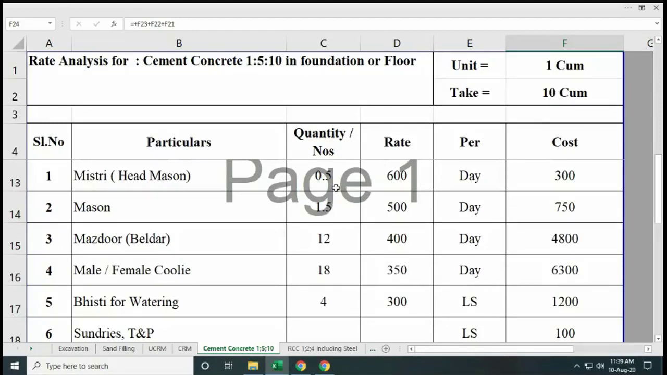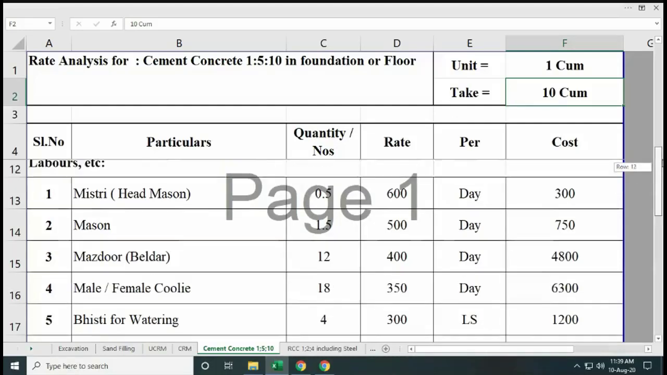If you are doing it for 100, it will be 5, it will be 15, it will be 120 labors required. So remember, whether it is 10 cubic meters or 100 cubic meters, all these labor numbers I am writing are for 10 cubic meters.